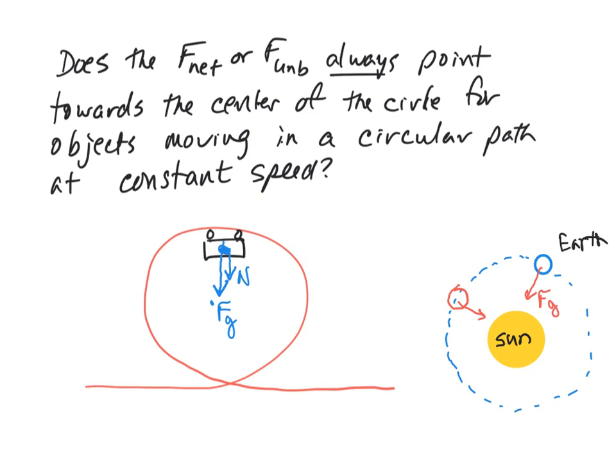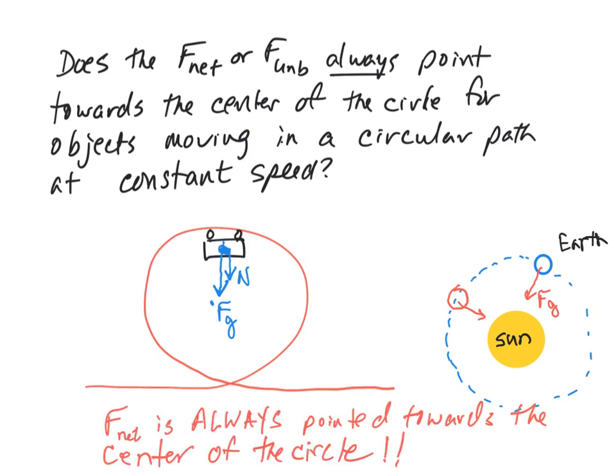So this seems to be a common thing. Let me write that differently here. So there it says the net force is always pointed towards the center of the circle for an object that's moving in circular motion at constant speed. So it doesn't matter what position the object is around the circle. Picture the Earth anywhere around the sun. That net force, the only force, the gravitational force, is directed towards the center of the sun.